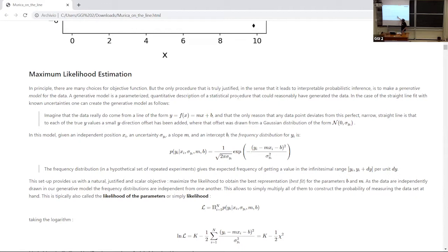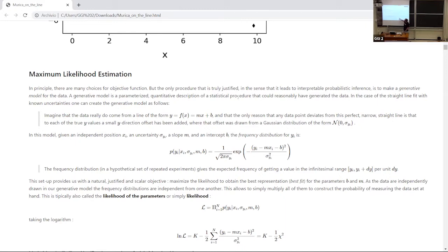This creates this function here, which is typically called the frequency distribution for y, and basically tells you, in a hypothetical set of repeated experiments, the expected frequency of getting a value in the infinitesimal range between y and y plus dy. So basically it tells you how many points of your data will fall into this value of y per unit dy. So this gives us the possibility of creating a more complicated objective function by assuming this fact.